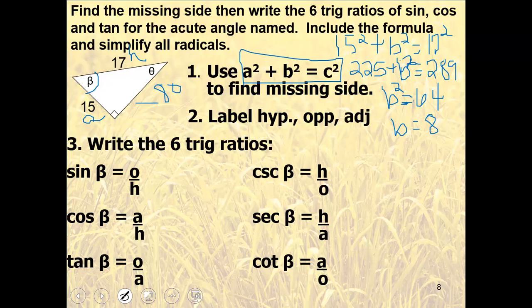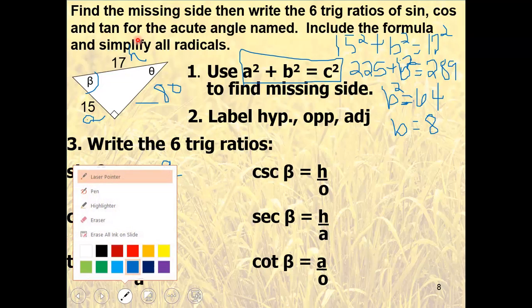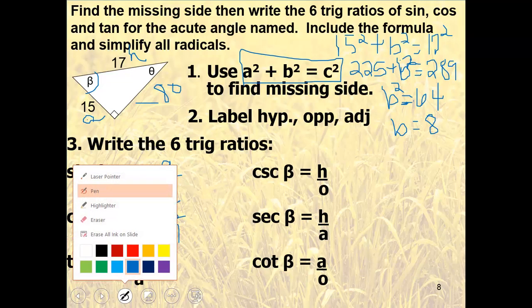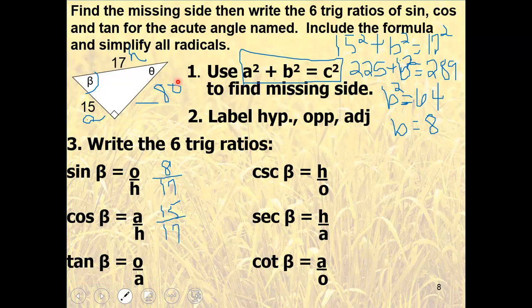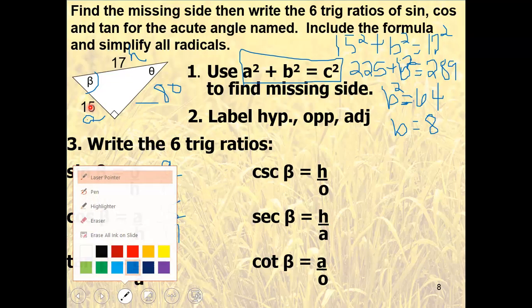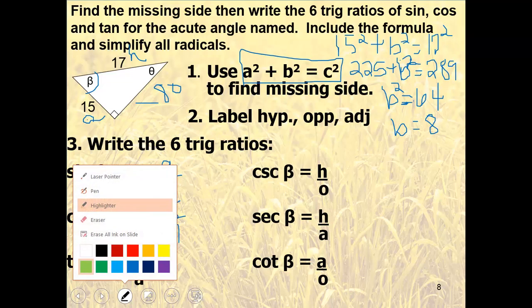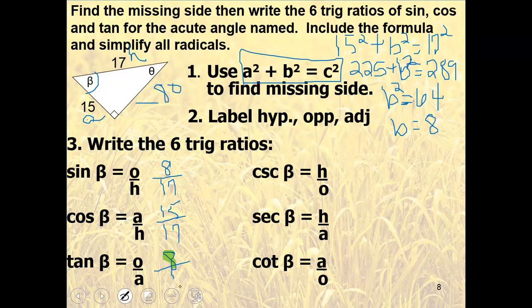All right, here we go. Sine of beta, opposite over hypotenuse, is 8 over 17. The cosine of beta is the adjacent over the hypotenuse, which gives us 15 over 17. The tangent is opposite over adjacent, which gives us 8 over 15.